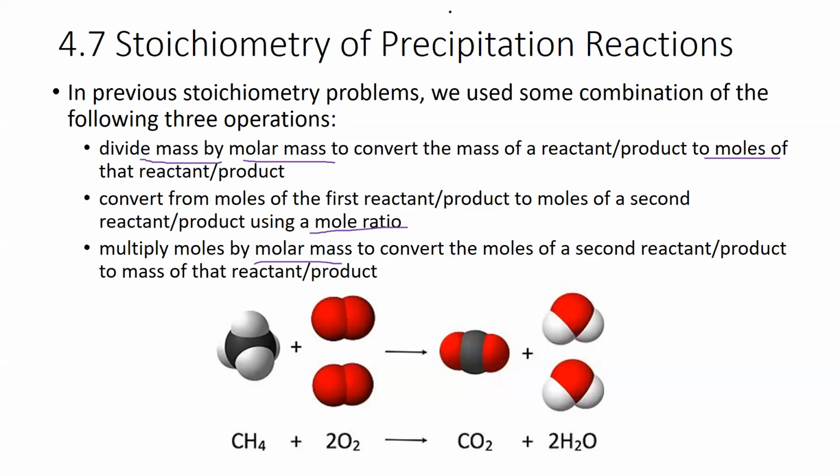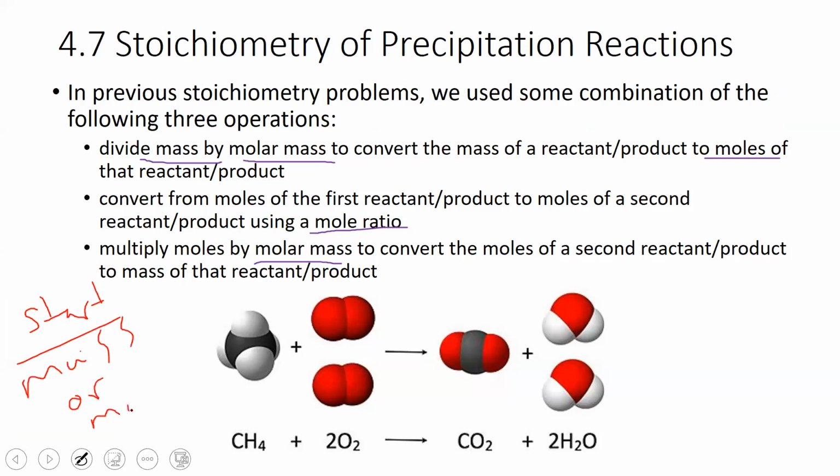So the thing I want to point out here is that in the past we've always dealt with a mass. We've always started with a mass or moles, and we've always ended with moles or mass. So that was sort of our toolbox for doing stoichiometry in the past.